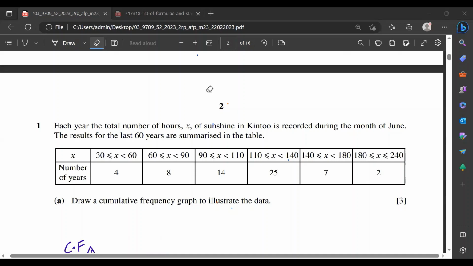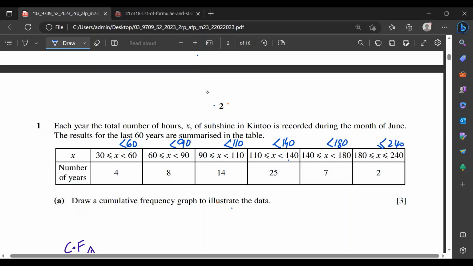As you know, for the cumulative frequency, we plot the cumulative frequency against the upper class boundaries. So we need to identify the upper class boundary and the cumulative frequency. If you notice, the first class is ending at 60 and the next starts right from 60. So these are the class boundaries. The upper class boundary is 60 for the first. So you can write less than 60, less than 90, less than 110, less than 140, less than 180, less than or equal to 240.